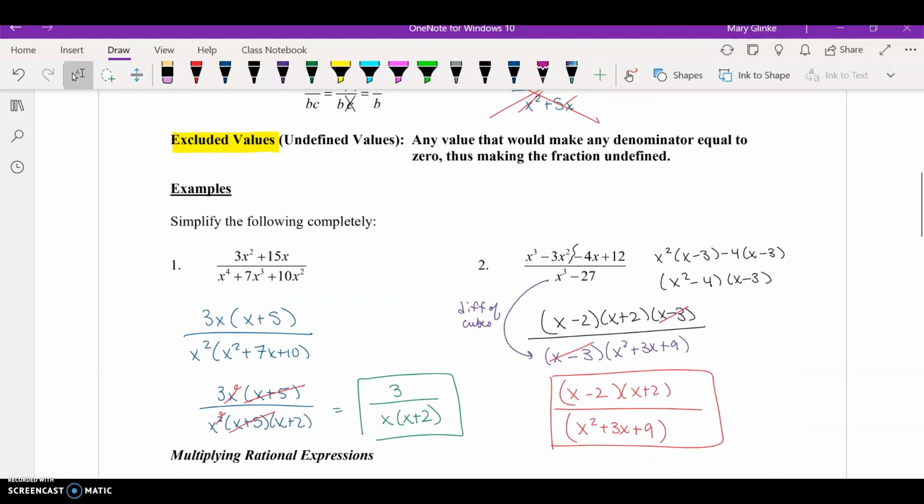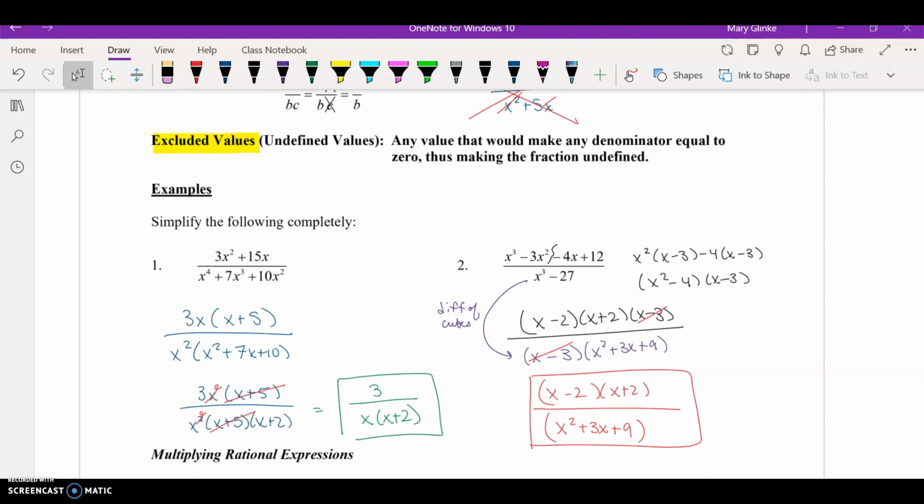Now, every time we have a fraction, we have to make sure we're not breaking any rules. Rules with fractions include that everything needs to be reduced, but you also cannot divide by 0. So over here, anything that makes the denominator equal to 0 is going to be a no-go for these. Those values that make the denominator equal to 0 are known as excluded values.